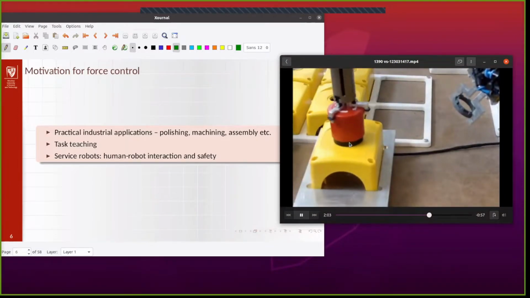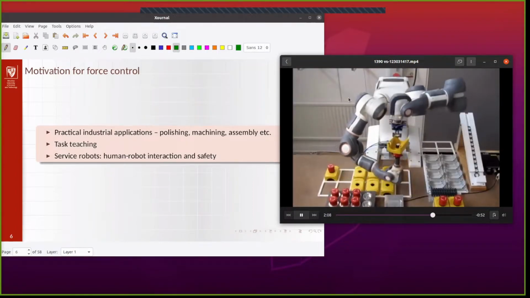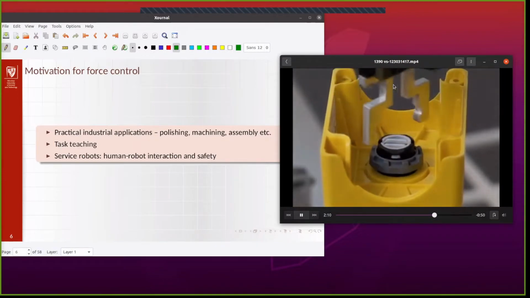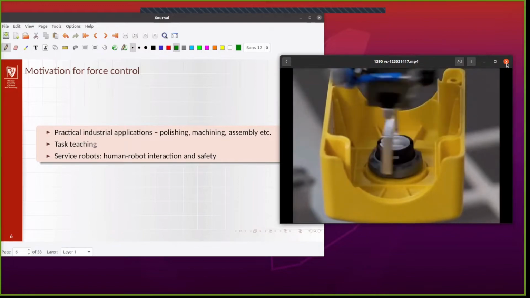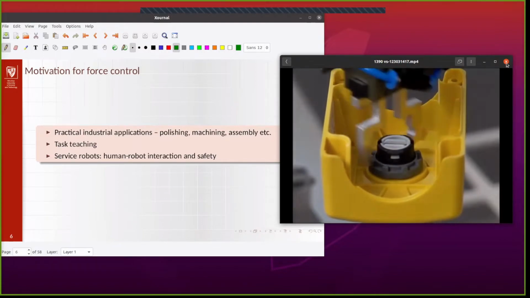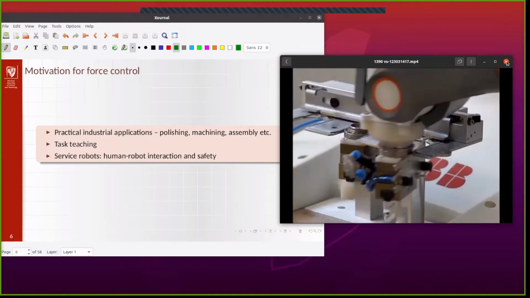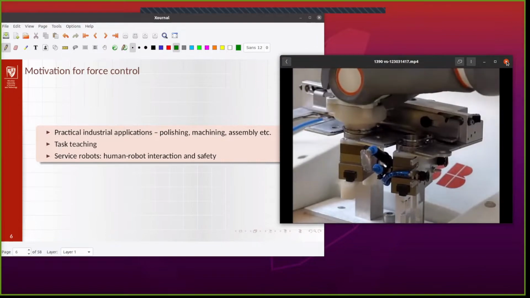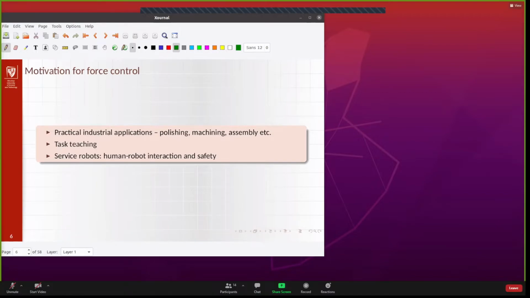And especially here, you can see that the robot controls the force. It's not only a positional control, but it's also registering and modifying the movement depending on the force that appear. Okay, that may seem a bit simple task. We can also show a bit more complex.